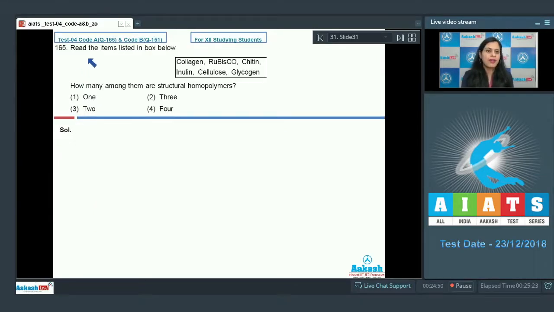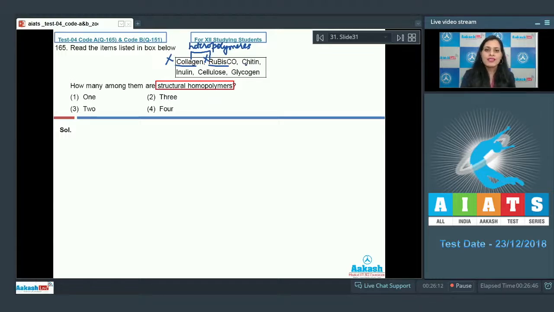Question number 165. Read the items listed in the box below. The items are collagen, rubisco, chitin, inulin, cellulose and glycogen. How many among them are structural homopolymers? So you need to find out how many of the given items are structural homopolymers. Now let's discuss the items first. The very first item given is collagen and next is rubisco. Both these, collagen as well as rubisco, are proteinaceous in nature. So both these items are heteropolymers, so they cannot be included in the items which are structural homopolymers.